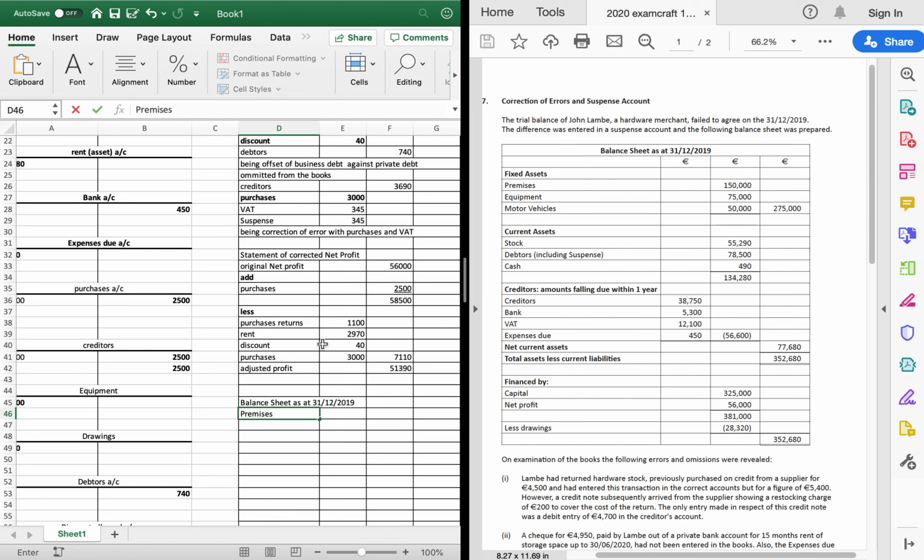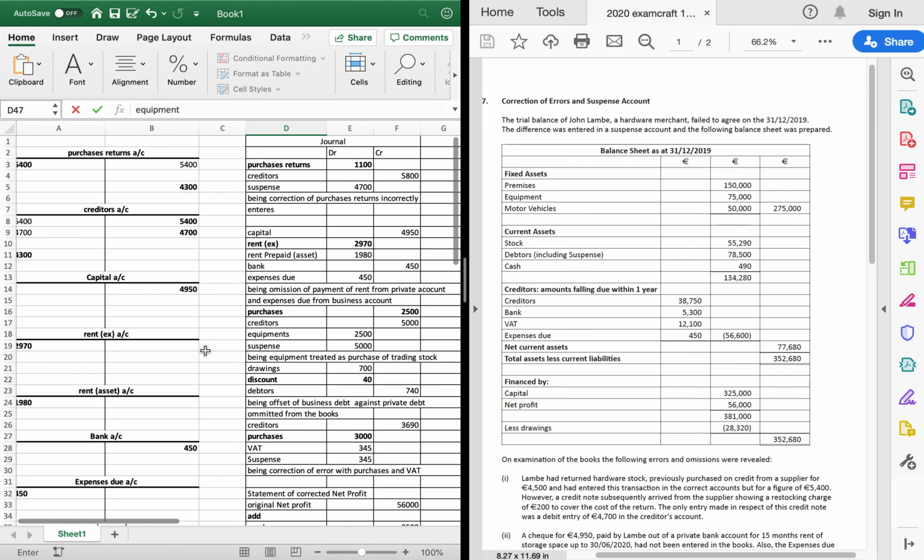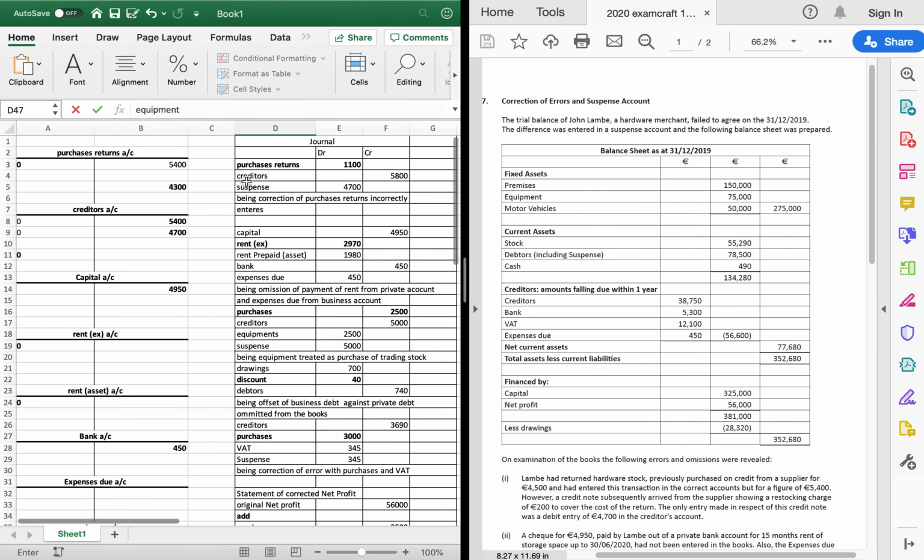Basically, you should be thinking, well, have I changed premises in any question yet? The answer is no. So I know that that's not going to change. Have I changed equipment? Definitely. Let's go and find it. So equipment has changed definitely once, maybe twice. So look for equipment. I'm going to bold all the stuff I've done again, actually, just to make it easy for myself.